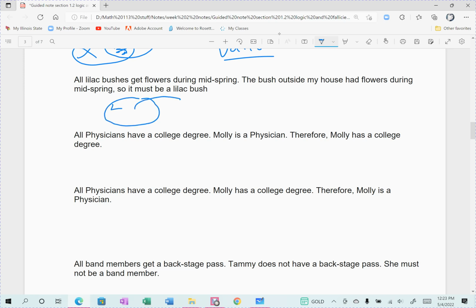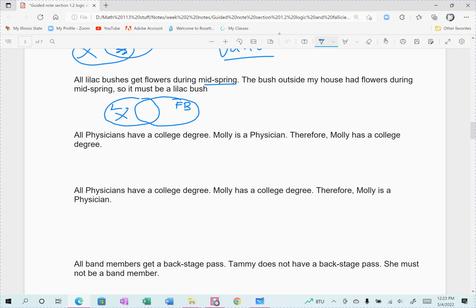Lilacs. And this circle represents flowering bushes, and we'll just assume mid-spring. If it's a lilac bush, all lilac bushes flower in mid-spring. So if you're a lilac bush, you land here. There's no lilac bushes that don't flower in mid-spring, so nobody's in this area for lilac bushes.